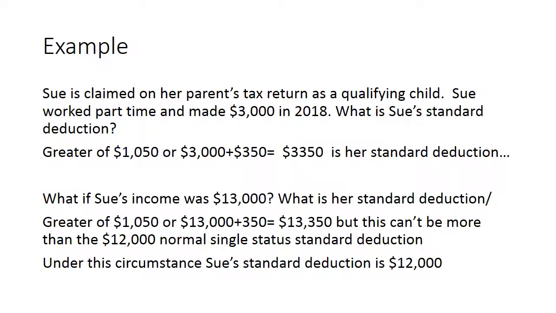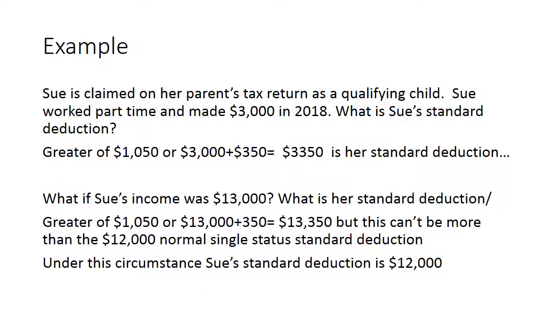Sue is claimed on her parents' tax return as a qualifying child. Sue worked part-time and made $3,000 in 2018. Sue should probably file a tax return, right? So when she's filing her tax return, what is her standard deduction? Well, she doesn't say I'm single, it's 12,000. Why not? Because she could be claimed as a dependent on another person's tax return.